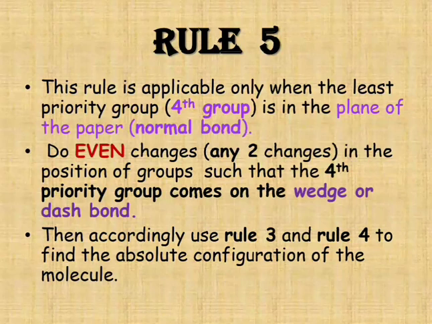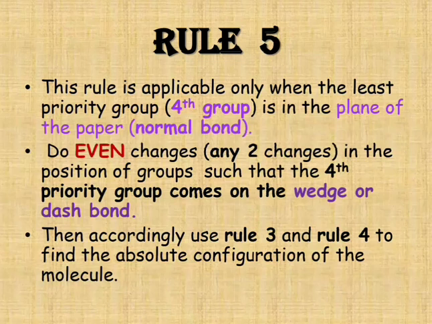the chiral carbon 2 times. That is, we have to do twice interchange. Then the fourth priority group will come on the wedge or the dash bond. Then accordingly we can use rule 3 and rule 4 to find out the absolute configuration of the molecule.